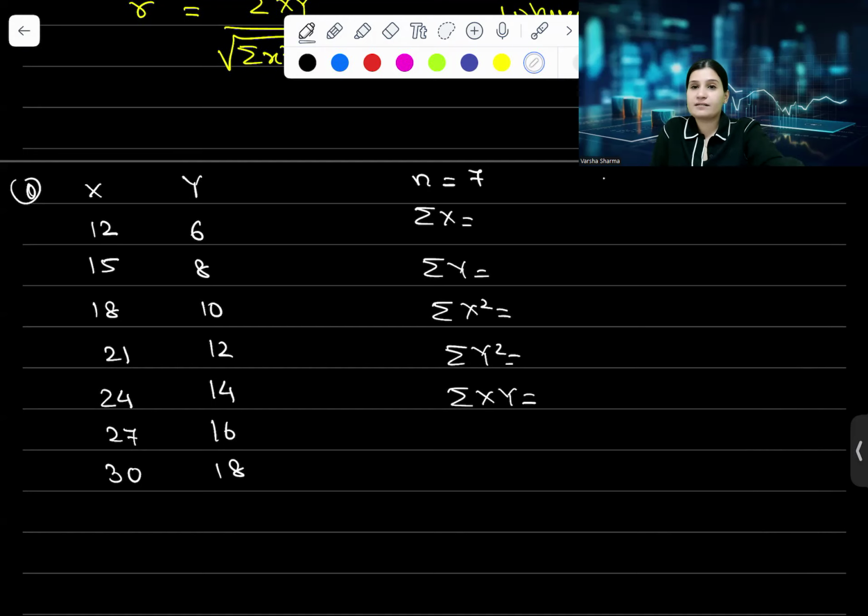What is summation x? 147. Summation y? 84. Summation x square?